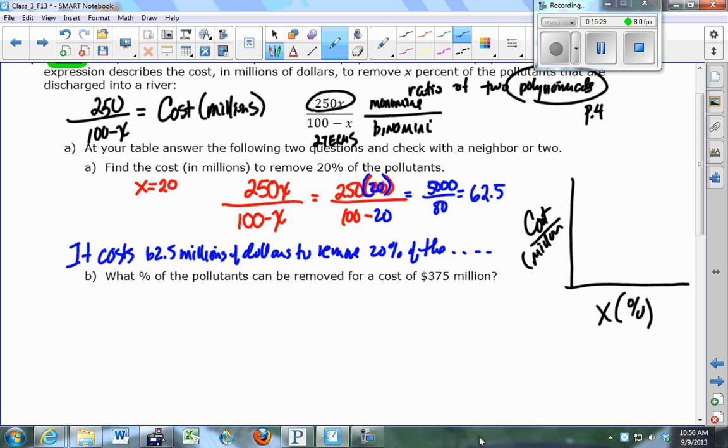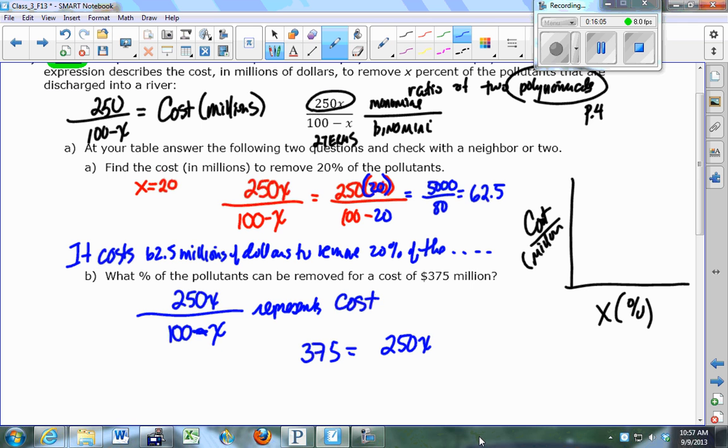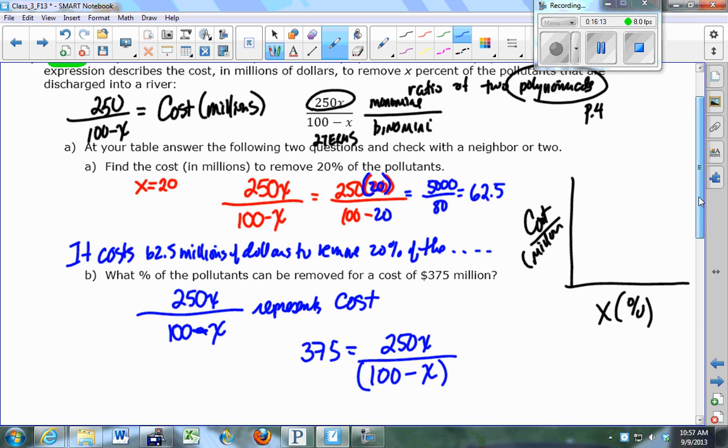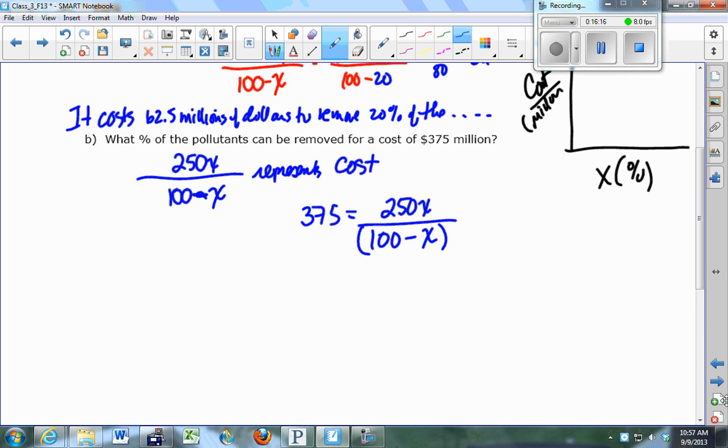The next part says, what percent of the pollutants can be removed for a cost of 375 million? It's a little different. Now I'm being asked to solve this for X, to find what value of X will give me a cost of 375 million. Since all this fancy algebra represents cost, I can set 375 million equal to this expression and solve for X. I think this is an area where a lot of students have questions. How do you solve this equation? How would you approach it? What would you do?